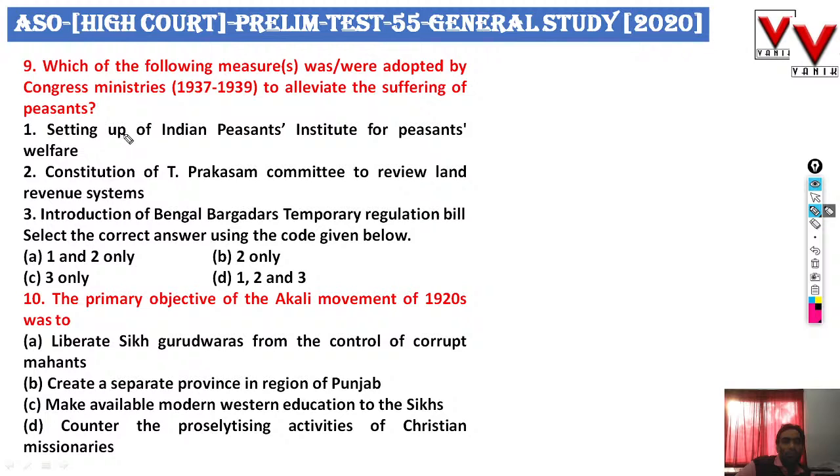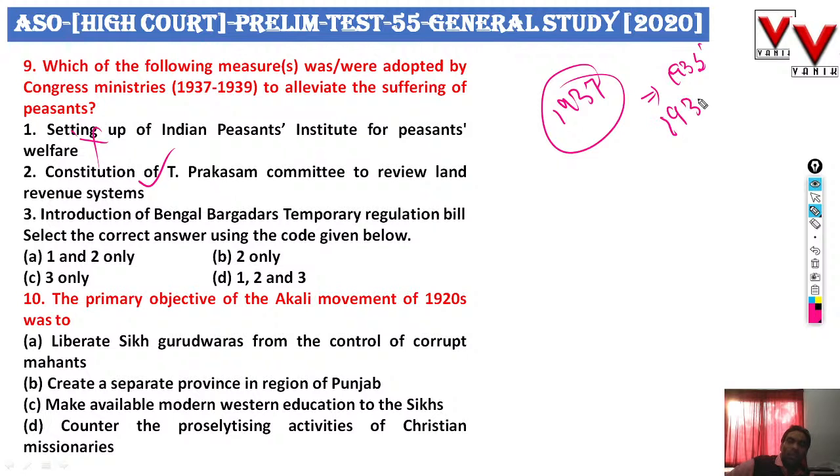That is setting up of the Indian Peasants Institute for the Peasants Welfare. This is wrong. That was not done by the Congress. Second, Congress ministry, constitution of the Prakasham committee to review the land revenue system. That was right. When the Congress ministries came into power in 1937, according to the Government of India Act 1935, elections were conducted in the states, in nine states in 1937, and the Congress formed the government. That is what we are talking about, the Congress ministry. So when they came into power, they made the Prakasham committee for reviewing the condition of the farmers.